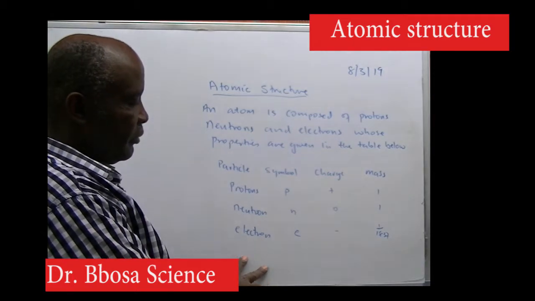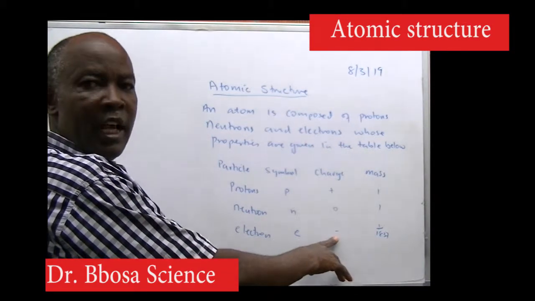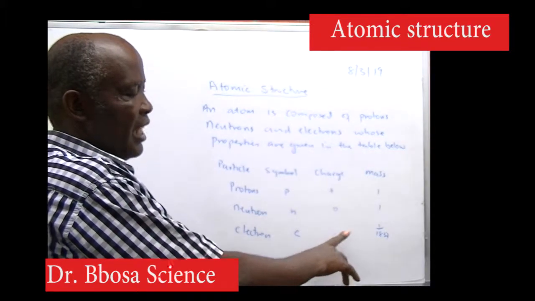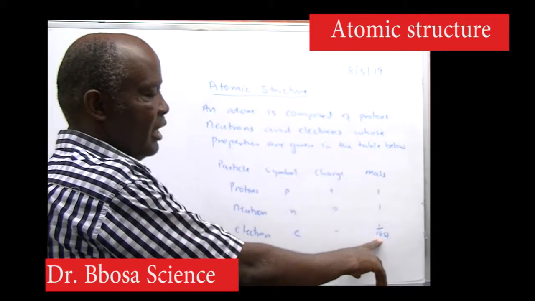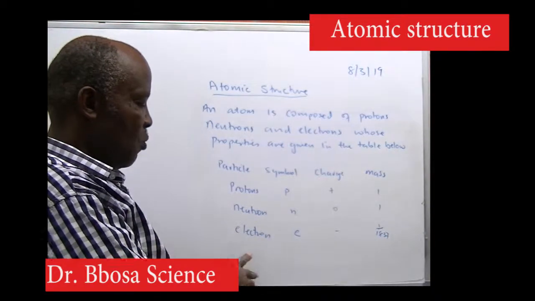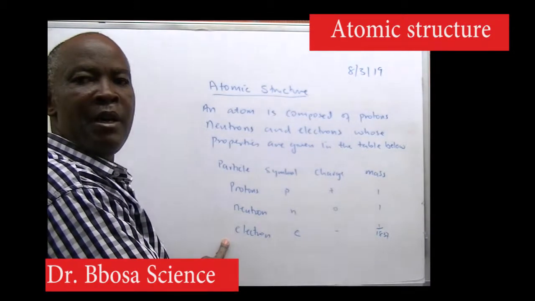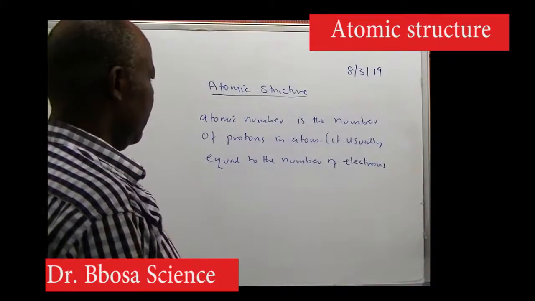Electron, the symbol is small e, the charge is negative, it has a mass which is 1 over 1,837 of that of a proton. So compared to the proton, the mass of an electron is almost negligible.